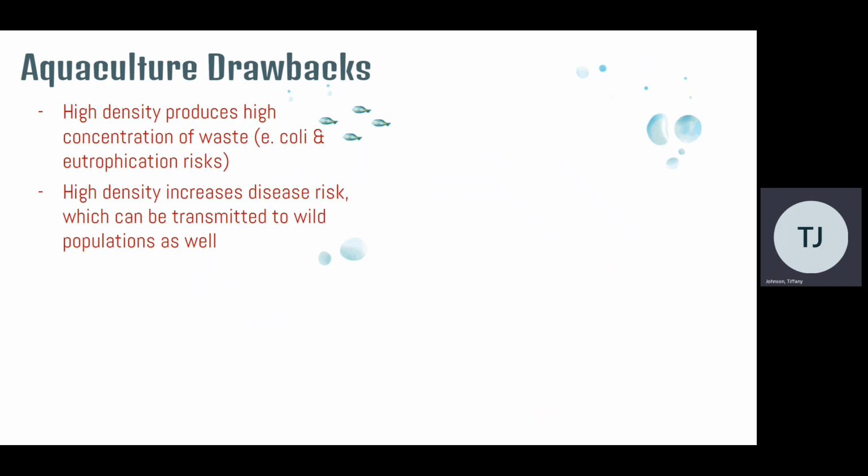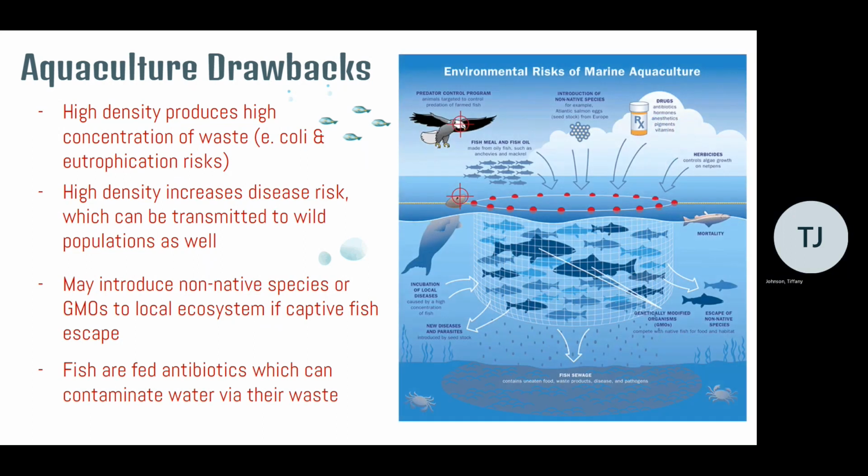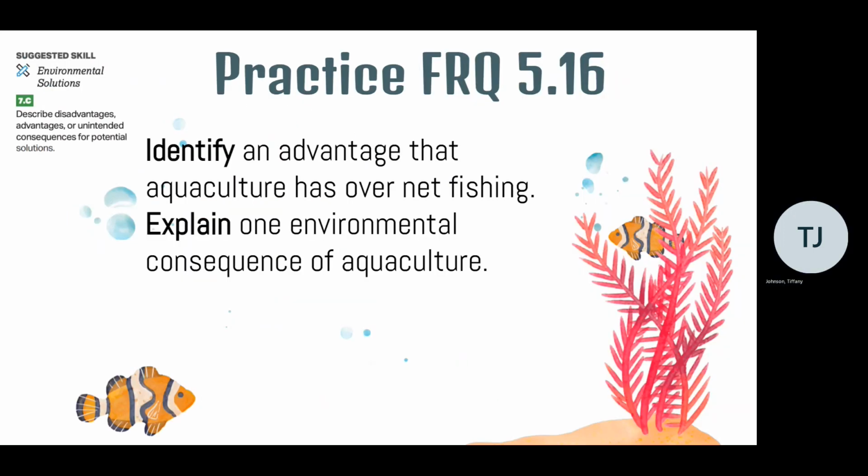That high density also increases the risk of disease because there are so many of them so close to each other. What ends up happening is that these aqua farmers will use antibiotics, and those antibiotics become toxic to other organisms in the natural ecosystem. We may also introduce non-native species or GMOs in a local ecosystem if the captive fish escape. Again, the fish are fed antibiotics, which can contaminate the water. Okay, so here are some negative attributes. And that's it.